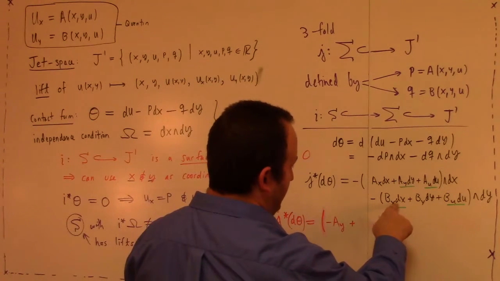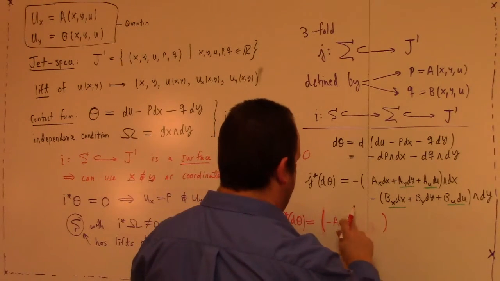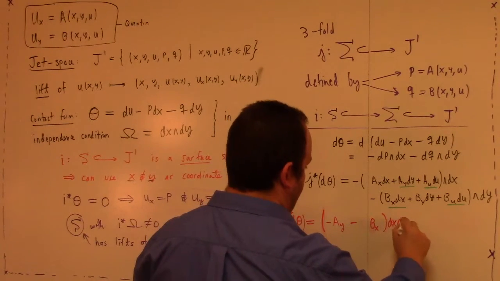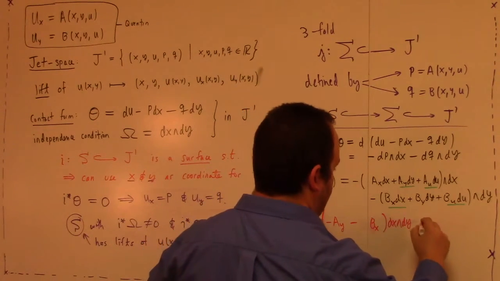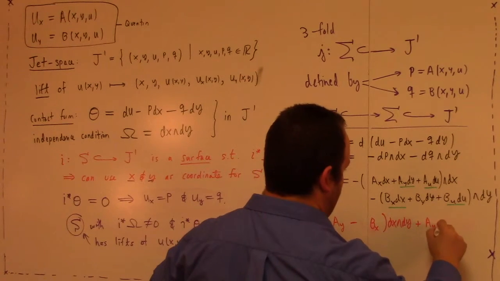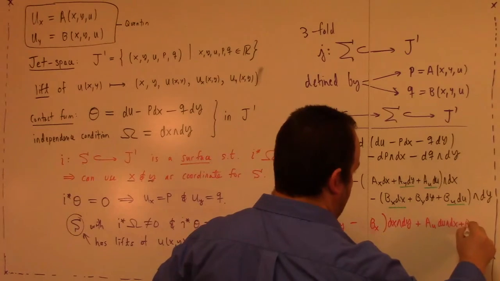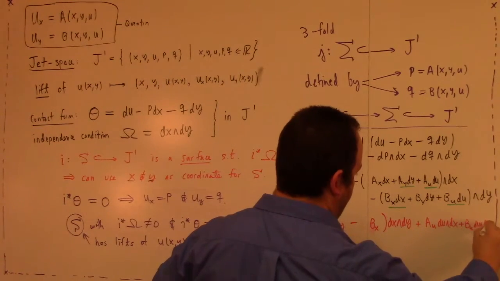Then this one, what else here? Minus bx, right? Minus bx, all right, great. dx wedge dy. And then I've still got these other terms, right? Plus au, du wedge dx, and then plus the bu, du wedge dy.